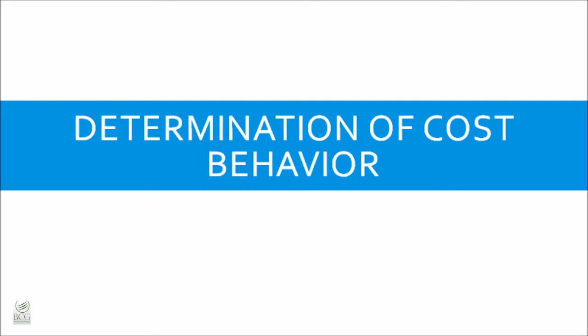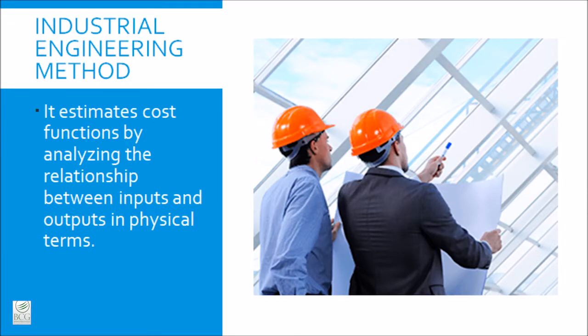industrial engineering method. It estimates cost functions by analyzing the relationship between inputs and outputs in physical terms. It is also called the work measurement method and is a forward-looking method of determining, through physical observation and analysis, just what activities, in what amounts, are needed to complete a process. It is a very thorough, detailed way to estimate a cost function when there is a physical relationship between inputs and outputs, but it can be time-consuming.